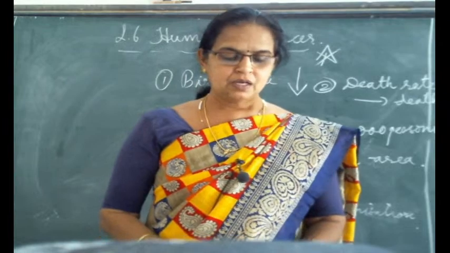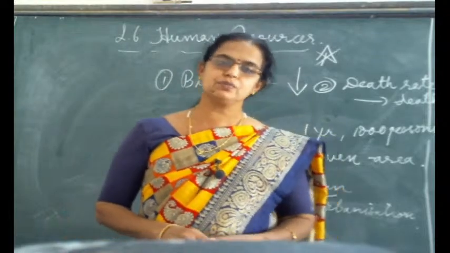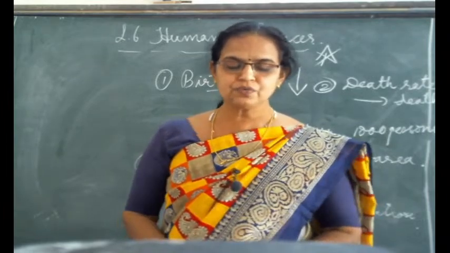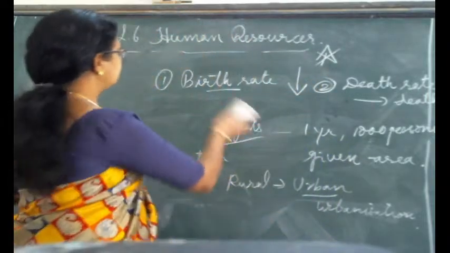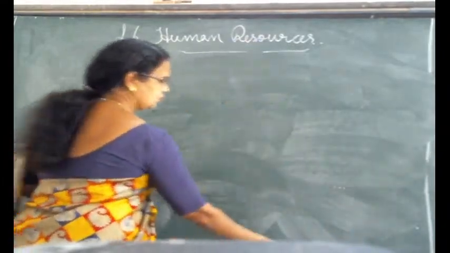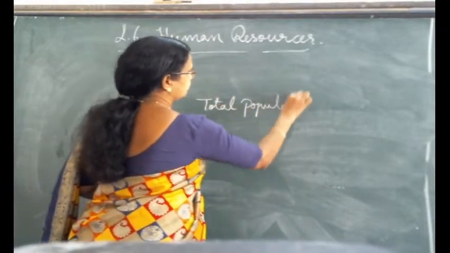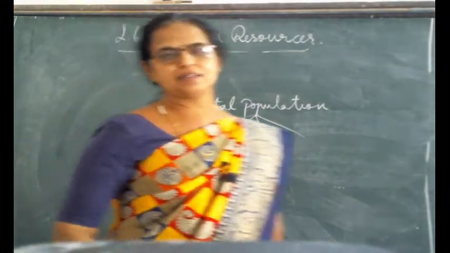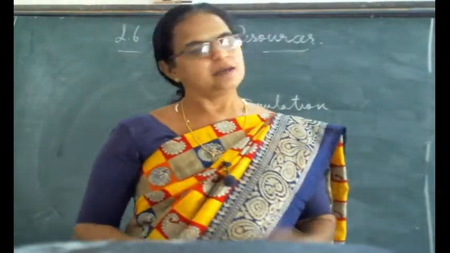Not compulsory. The next term is population composition. What do we mean by population composition? The classification of the total population into various categories is called population composition. Underline: classification of total population into various categories. So the total population we are classifying, dividing into various categories. That is population composition. The categorization is done as per male, female.